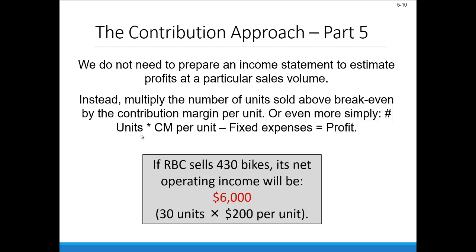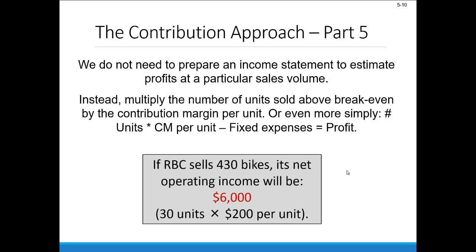Number of units sold, in other words, times that CM per unit gives us total CM, minus fixed expenses would give us our profit. So if RBC sells 430 bikes, its net income would be $6,000. That was 30 bikes above break-even, times the 200 per bike in contribution margin generated, for a total of 6,000. Or again, 430 times $200 minus their fixed expenses gives us the same profit. Okay, so a little bit of a shortcut there using the information we glean on that contribution format income statement.